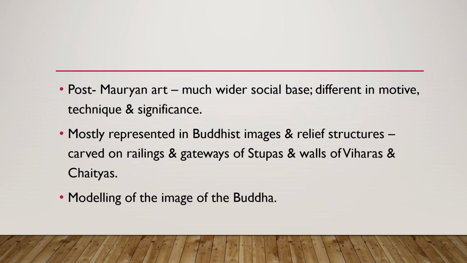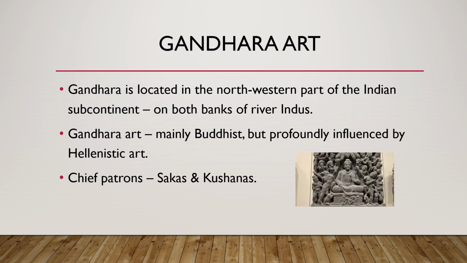An important development of this period is modeling of the image of the Buddha both in the Mathura and Gandhara schools. Let us first look into the Gandhara School of Art. Gandhara is located in the northwestern part of the Indian subcontinent on both banks of river Indus, and its art, which was mainly Buddhist, was profoundly influenced by Hellenistic art. But the chief patrons of Gandhara art were the Shakas and Kushanas.